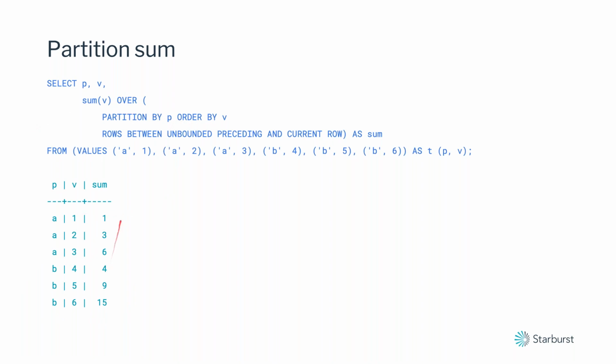We get the sum 1, 3, 6, which is 1 plus 2 plus 3. And then we get the rolling sum of 4 plus 5 plus 6 here. The rolling sum starts over because it's a different partition. So the window functions are evaluated separately for each partition.